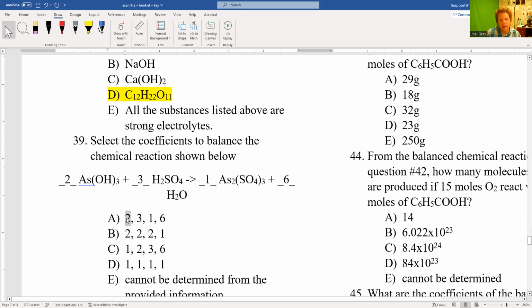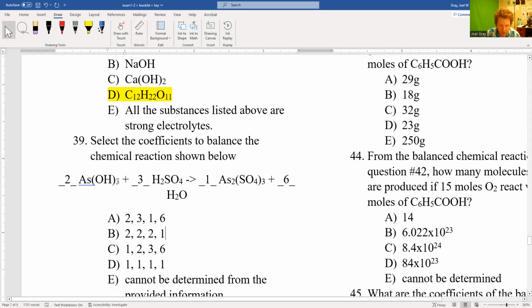If I selected A as my best answer option, that's going to give me 2 Als on the reactant side and 2 Als on the product side. It's going to give me 6 hydroxides, so that would give me 6 oxygens and 6 hydrogens. Then on my product side, that's a 3, so that means 12 oxygens, and then a 6 in front of H2O, so that's 6 oxygens. So my oxygens are balanced there.